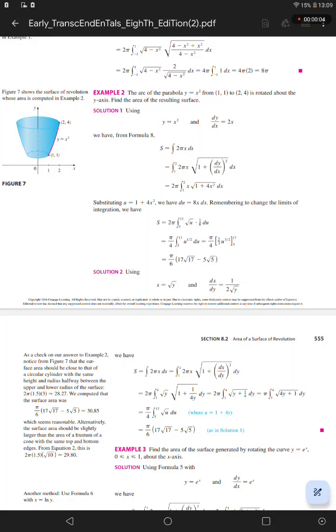Example 2. Sidebar. Figure 7 shows the surface of revolution whose area is computed in example 2.